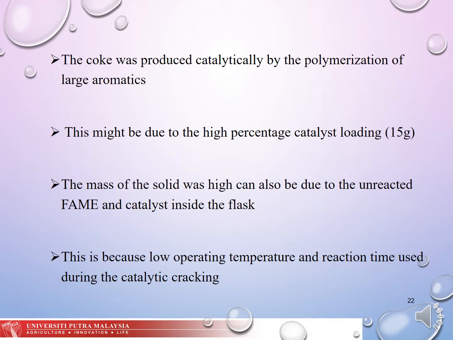The coke was produced catalytically by the polymerization of large aromatics. The 141 gram is considered high for the mass of coke. This might be due to the high percentage of catalyst loading, which is 15 gram. Since we're using a lower operating temperature in catalytic cracking, which is 290, which is considered low, it might be due to the unreacted flame and catalyst in the flask that contributes to the mass of the coke.